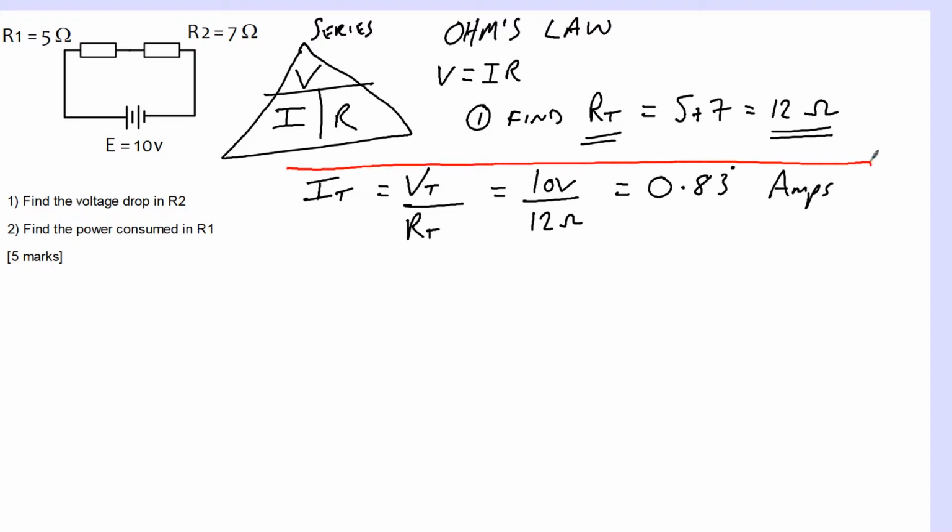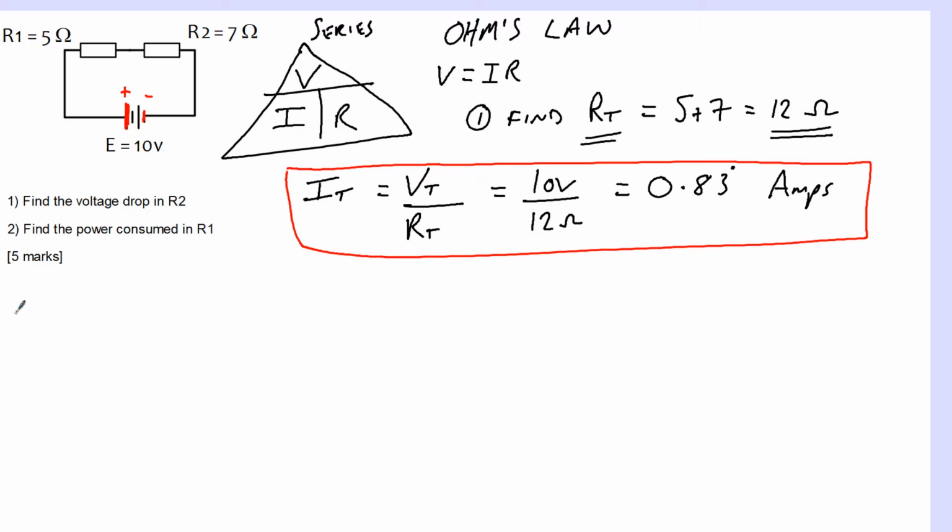So we've got the total current is 0.83 amps. Now we've found the total current. There's only one current in this circuit because there's only one loop. So it just goes out here clockwise, back in again. We know it goes clockwise because we've got the anode of the battery, the positive bit there, and the little bit is like the negative. So conventional current, we say, flows from positive to negative.